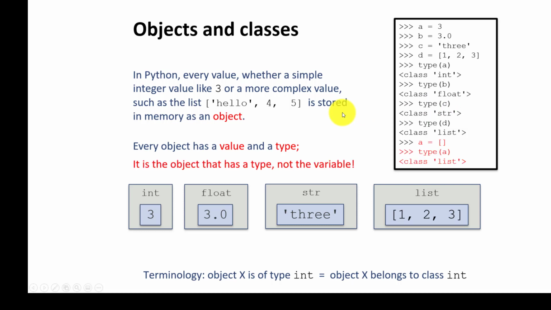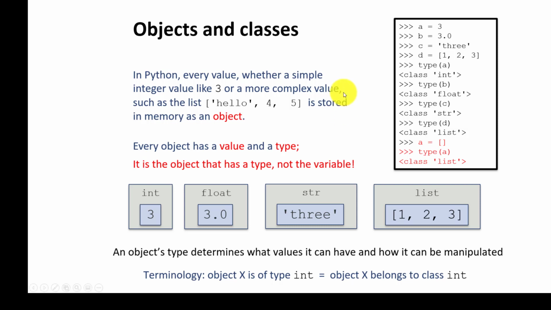Let's move to another topic. It's the object that has a type, not the variable. Because as I told you, any value you store will be stored in memory as an object, and that object will determine what kind of operations can be supported on that type.